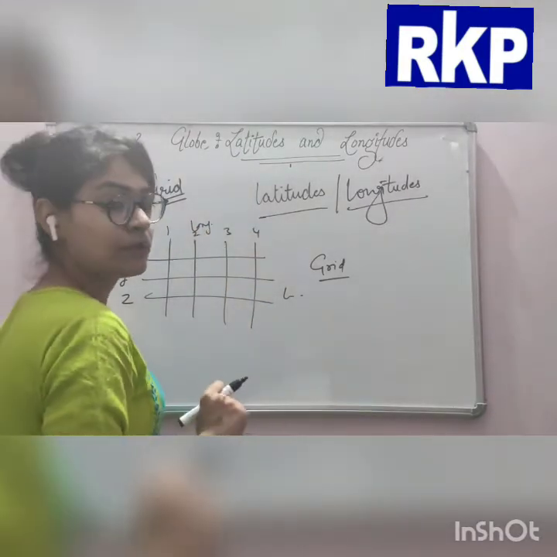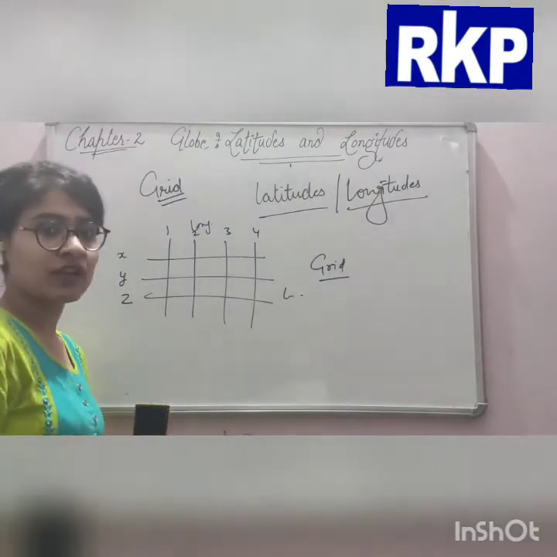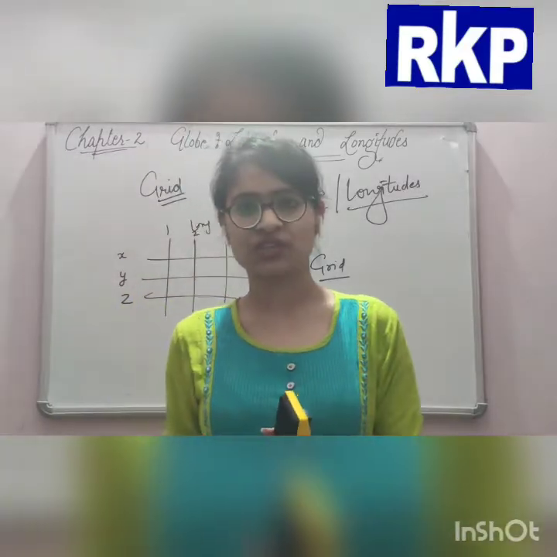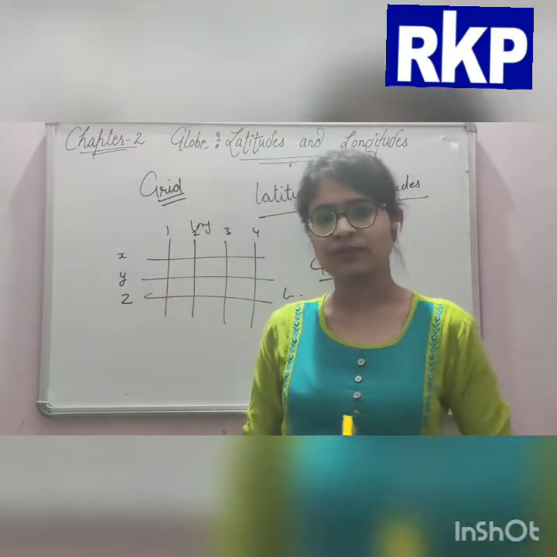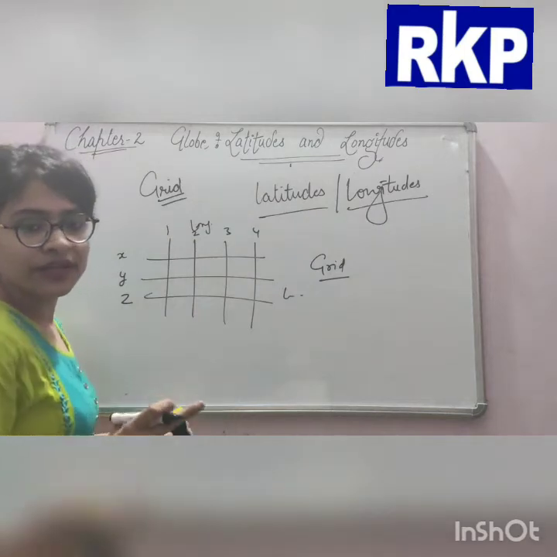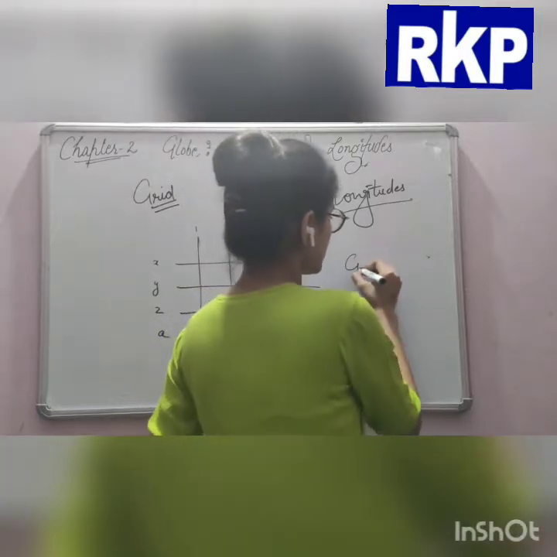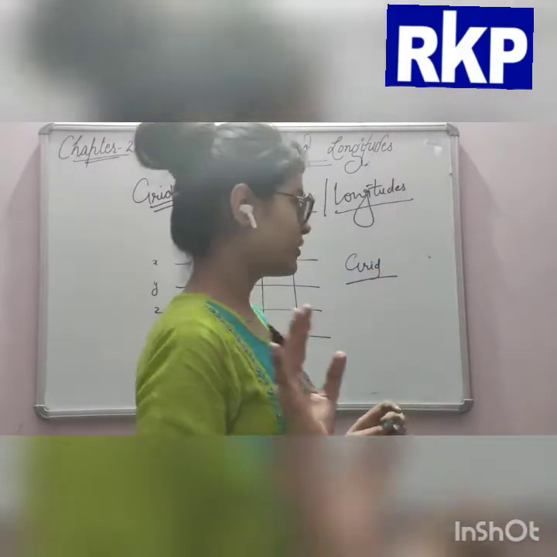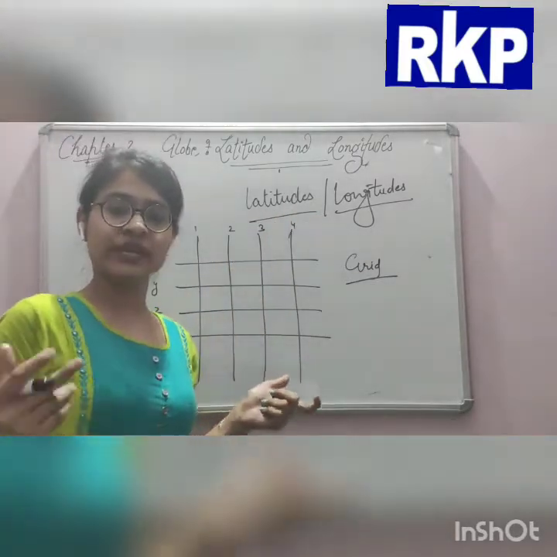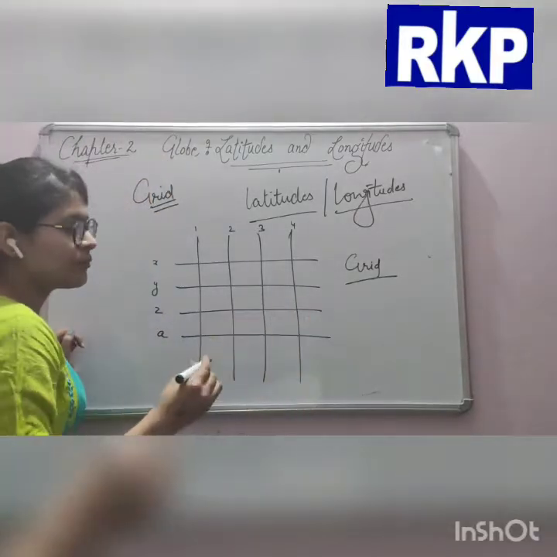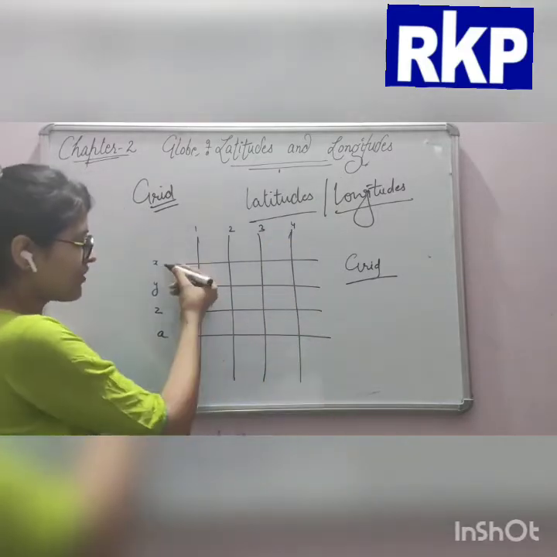If you want to locate a place, first of all you should be aware of the latitudinal situation and the longitudinal situation, or the location of a place. If you are aware, only then can you locate a place. Students, this is our grid. We are talking about latitudes and longitudes. How do they help us to locate any place? I have pointed out that these are latitudes and these are longitudes, so I have given them names.